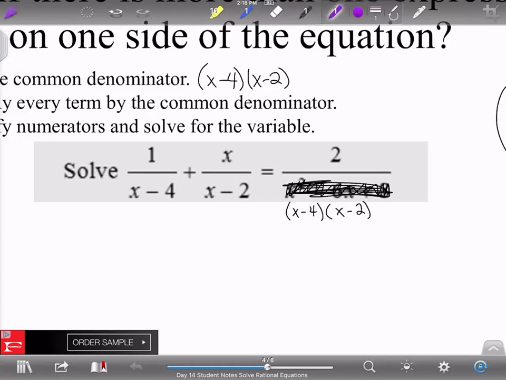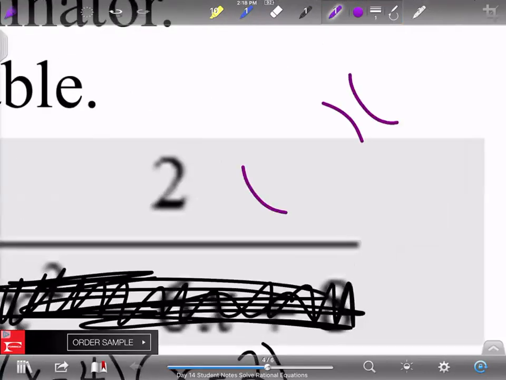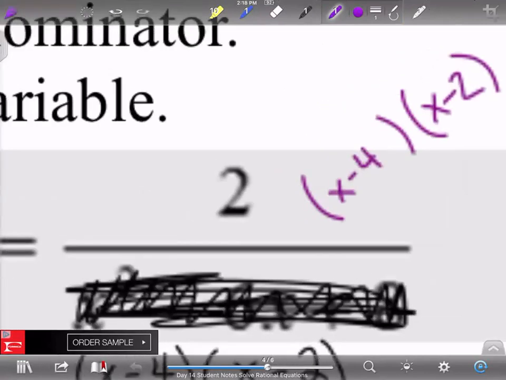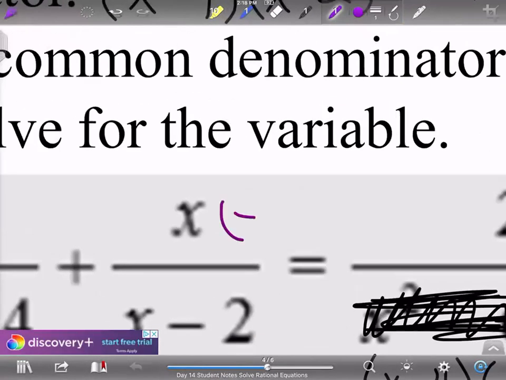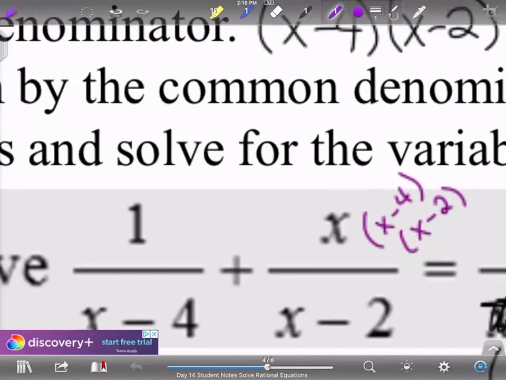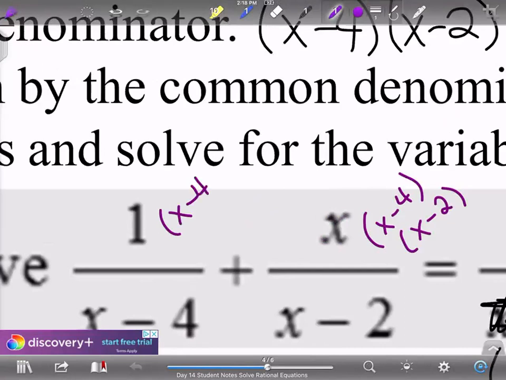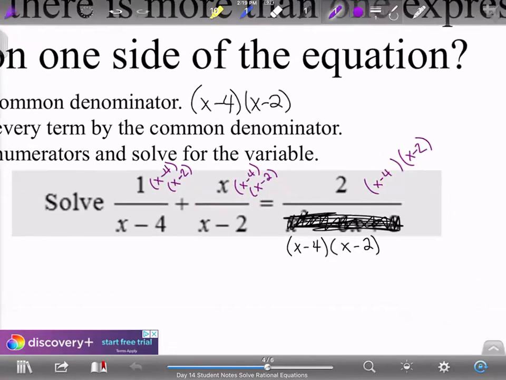That means when I go through and I multiply every term by that common denominator, I'm going to multiply by those two sets of parentheses 3 times. Just like this.